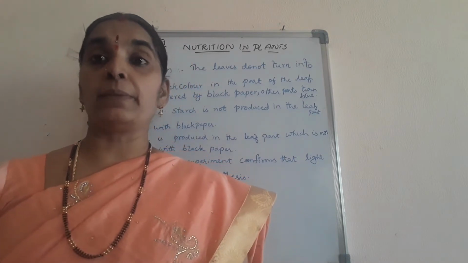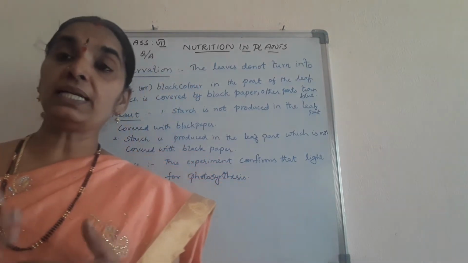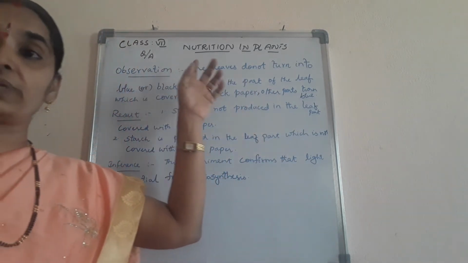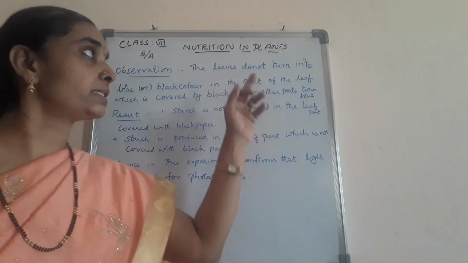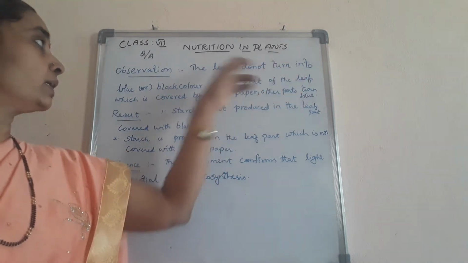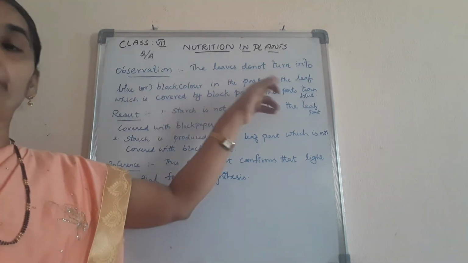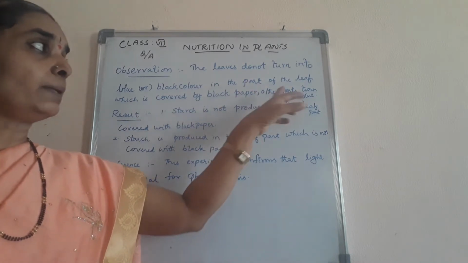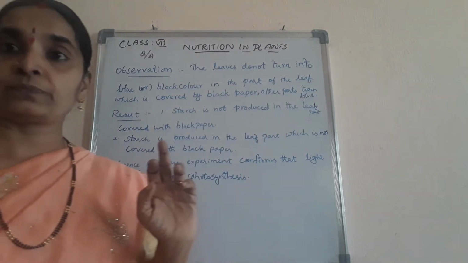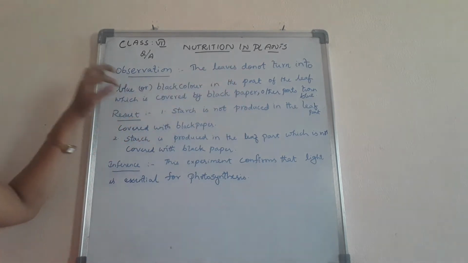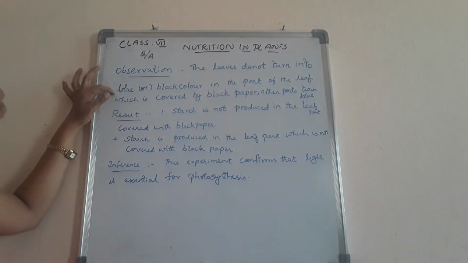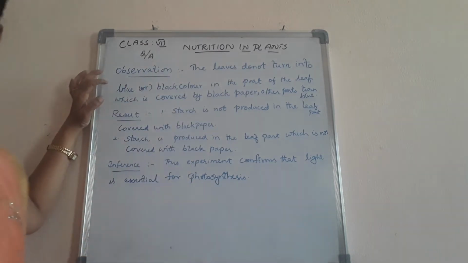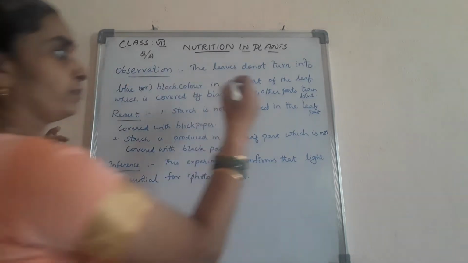So in this experiment, the plants are completely kept under the sunlight, isn't it? So while observation of taking the leaves out of the plant, the leaves do not turn into blue or black color in the part of the leaf which is covered by black paper, and other parts turn blue. Is it clear? So the leaves do not turn into blue or black in the part of the leaf which is covered by black paper, but other parts turn blue. Here, right.